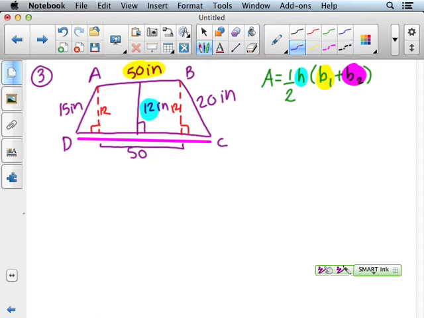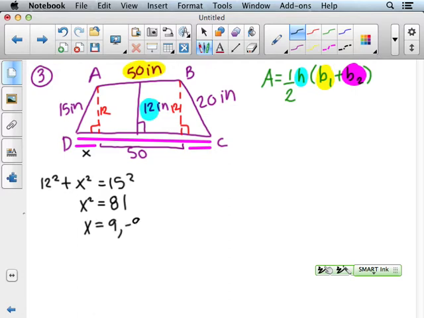And so what I'm going to do is solve for this part, and solve for this part, and add it to the 50. So let's work that out. So we'll have 12 squared plus, I'm going to call this x, x squared equals 15 squared. And that gives me, when I'm finished squaring and subtracting, x squared equals 81. So x equals 9 or negative 9, but we know it can't be negative 9 because you can't have a negative length of a trapezoid.